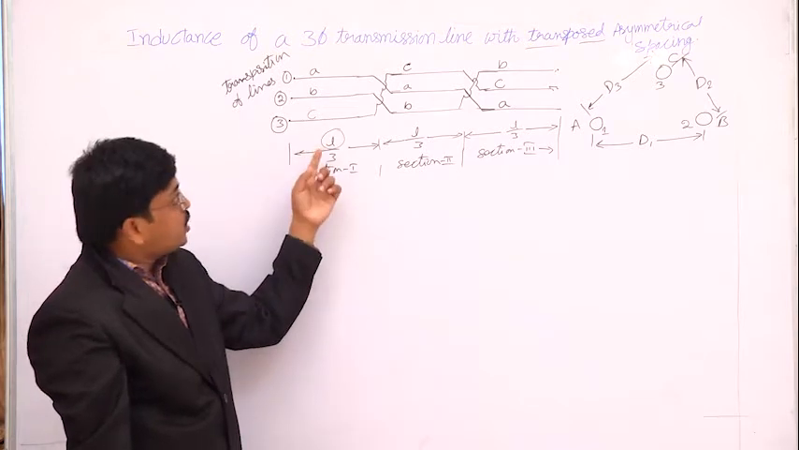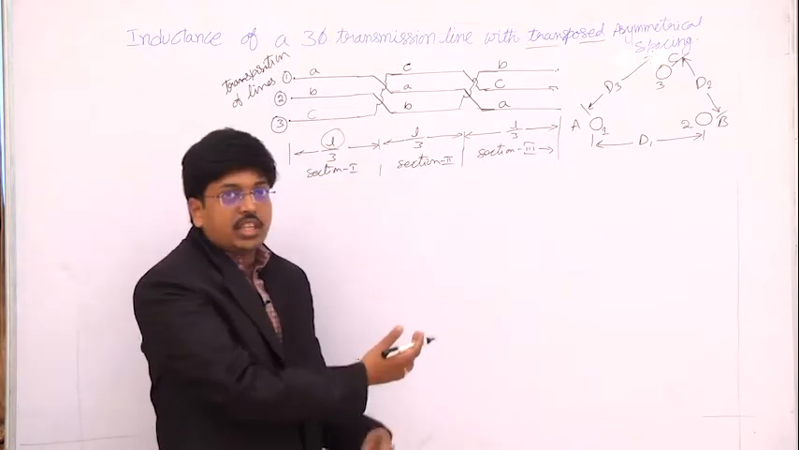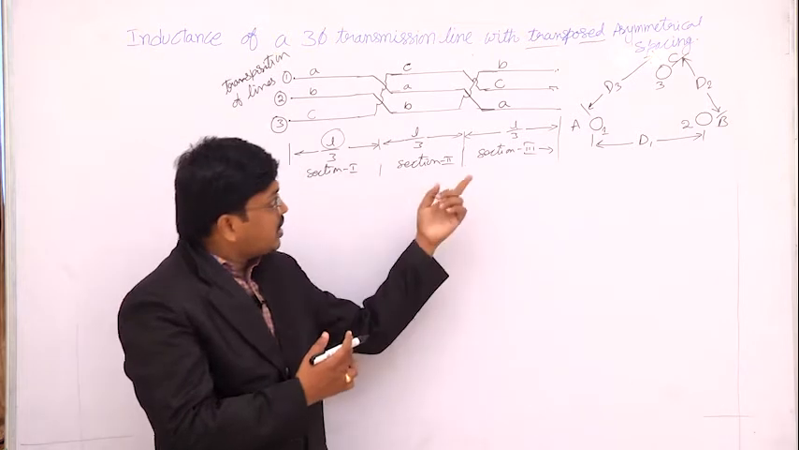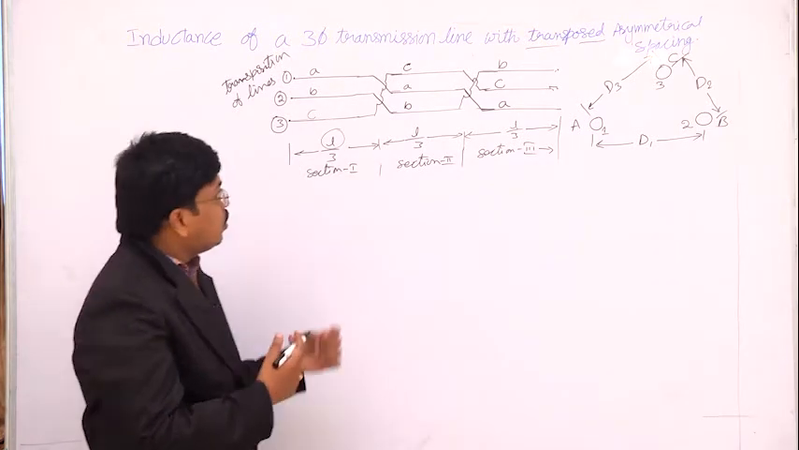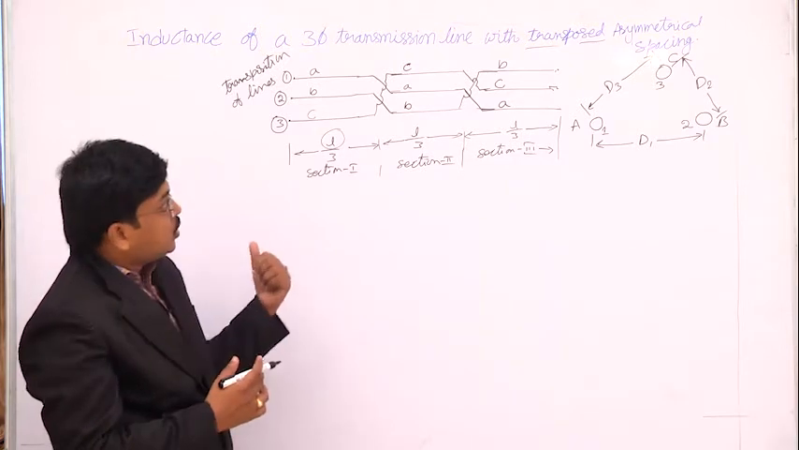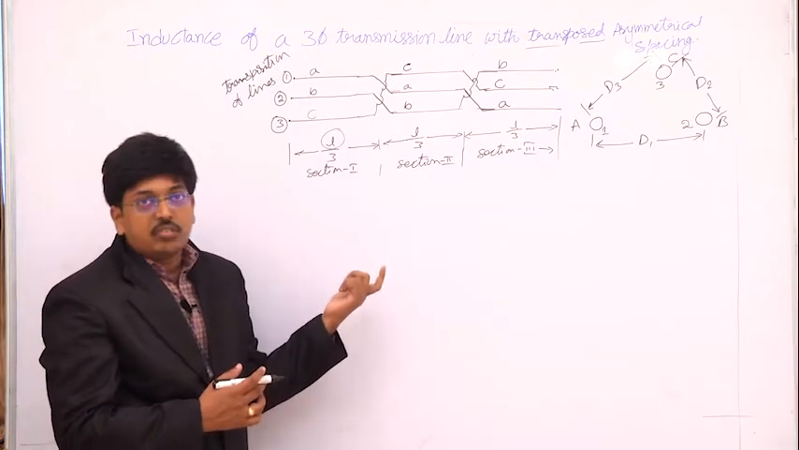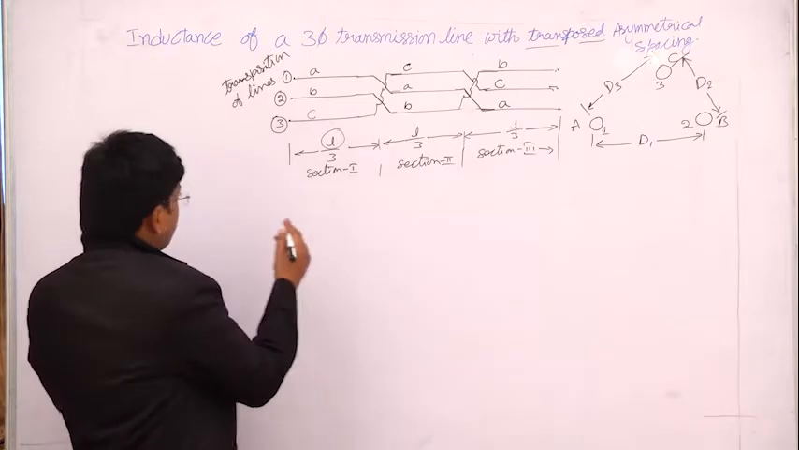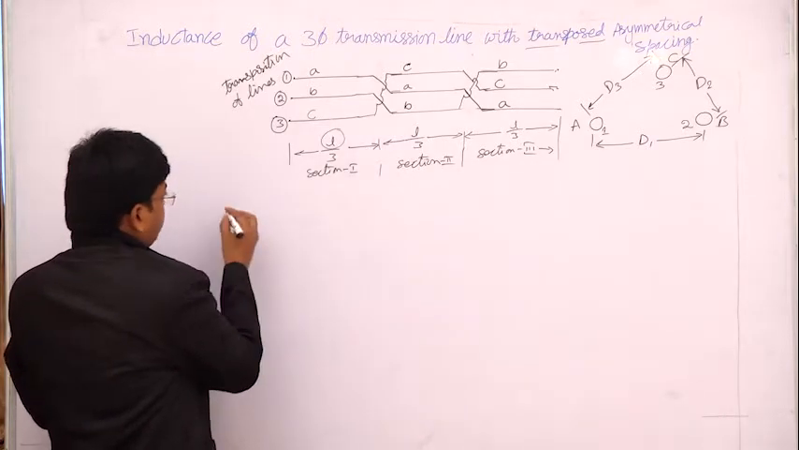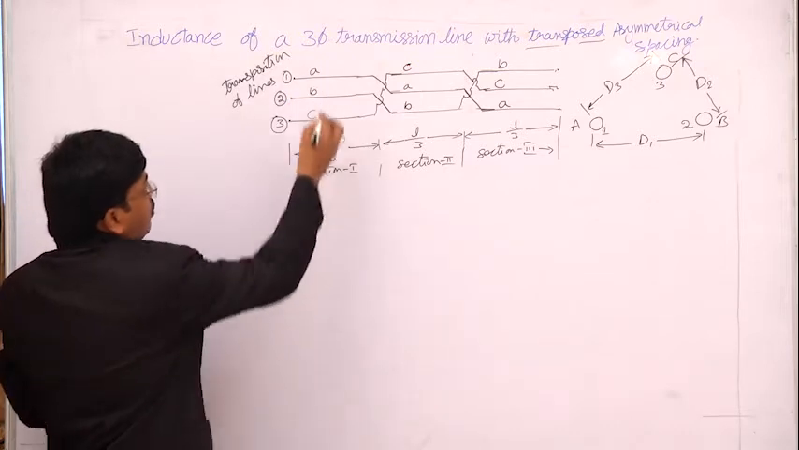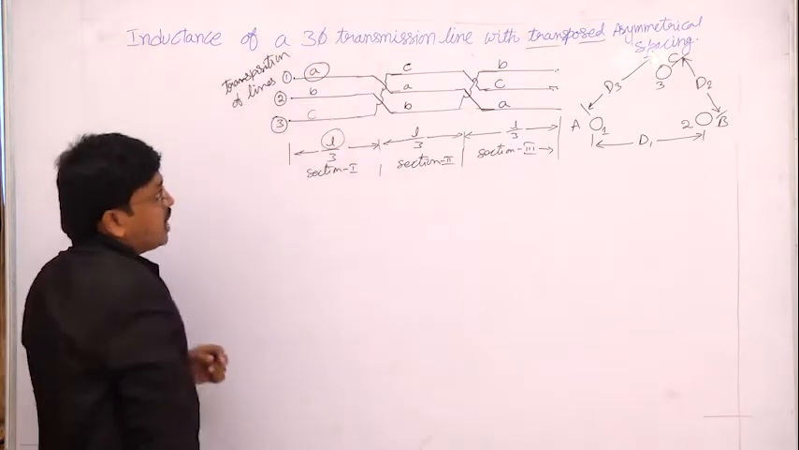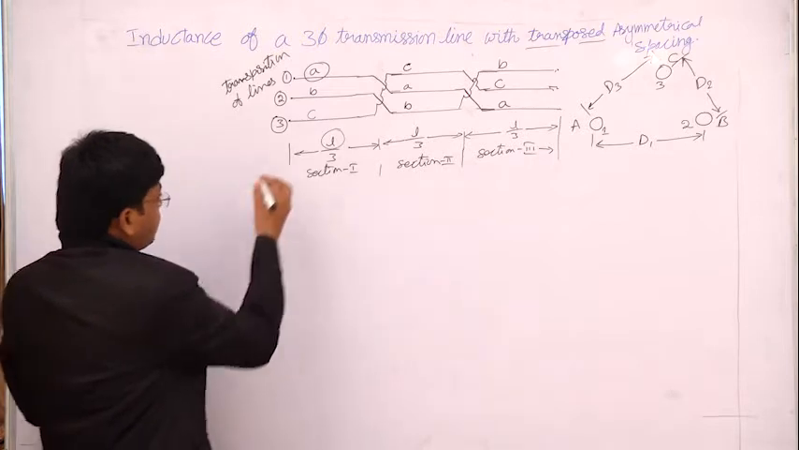By using this transposition, the inductance of all the phase conductors will be made a symmetrical value. Okay, so now let us calculate how the inductance of each phase conductor will be calculated. Let me start with this case. Here I first have to calculate the flux linkage of conductor A in section 1.